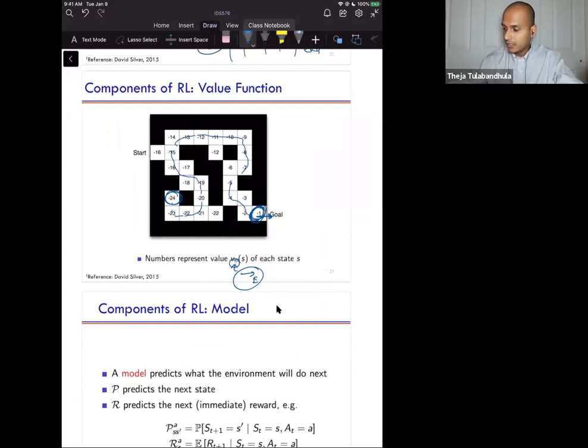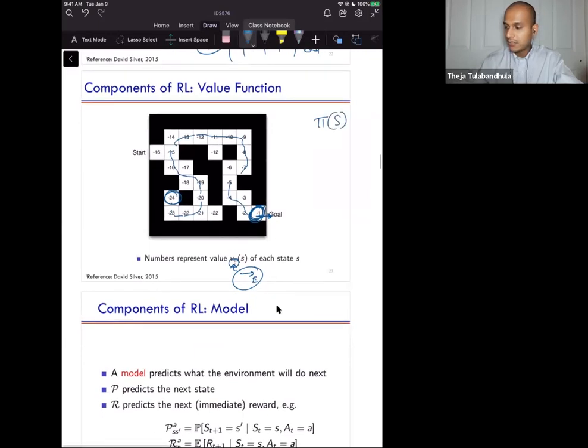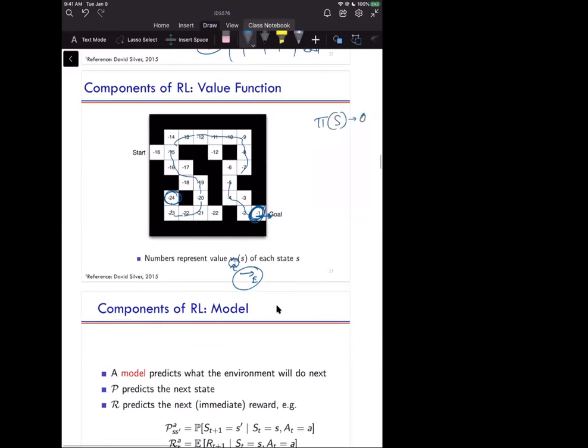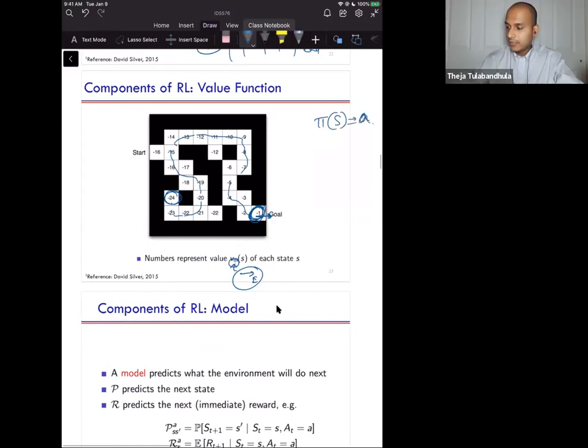No. So let's not mix things. So pi is what you want to get at the end of the day, right? It's a mapping from states to actions, right? Pi of s is equal to a, or the right way notation-wise is some state set to some action set. Okay, it's a function.